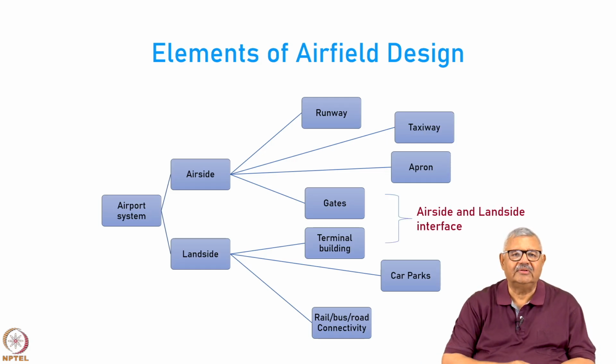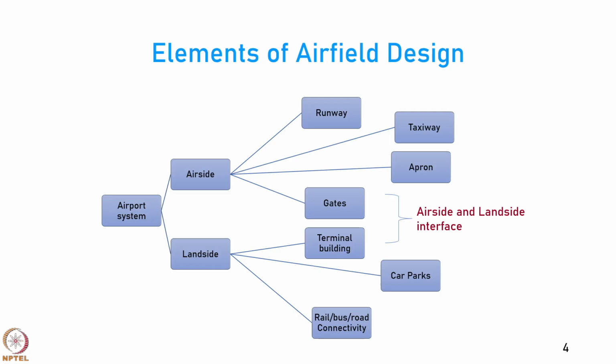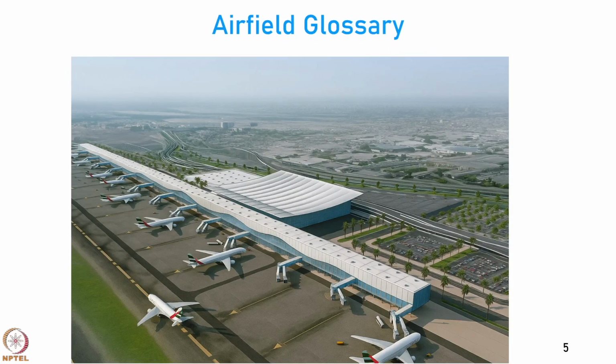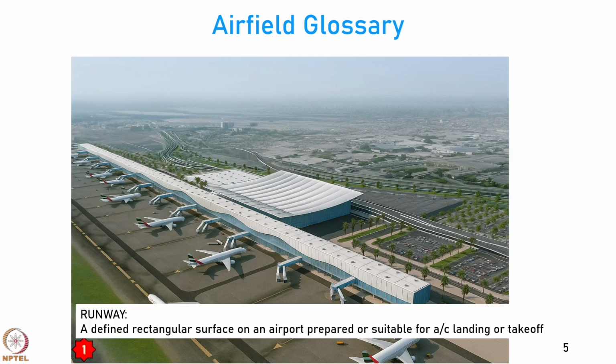So, the interface between the two components, the air side and land side, occurs between the gates and the terminal building. Here is an image of an airport. In this airport, the runway is at the bottom left corner. The runway, as we all know, is a rectangular surface of an airport which is prepared or made suitable for aircraft landing and takeoff.